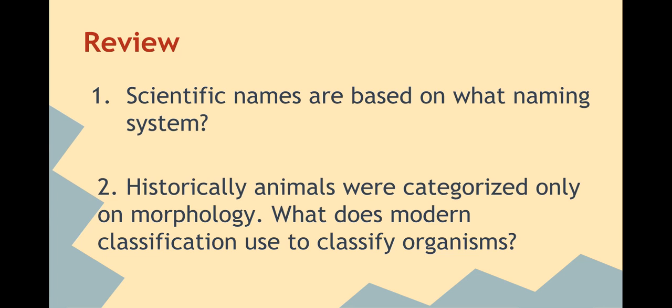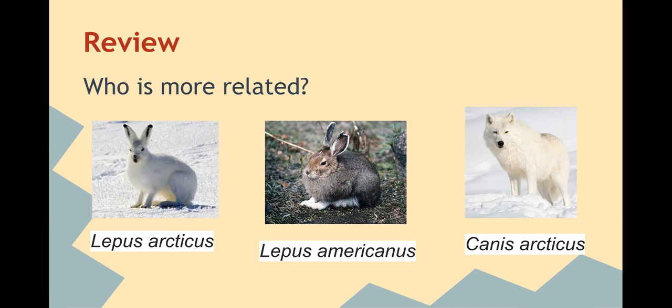All right, number two, review. Historically, animals were categorized only on morphology. What does modern classification use to classify organisms? Good. Hopefully you were able to say that it is based on evolutionary relationships. And again, morphology, just for a review, is structure, what something looks like.